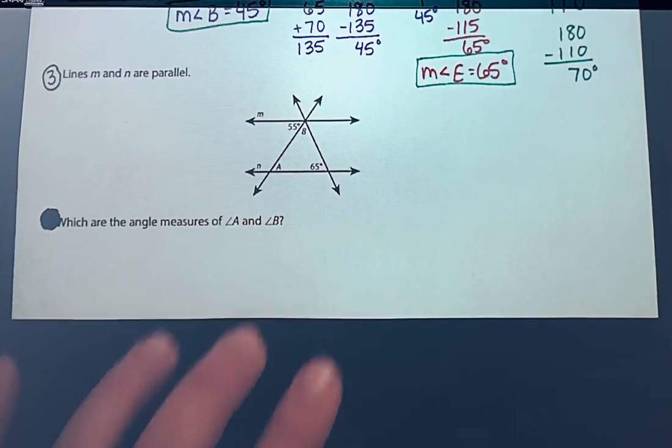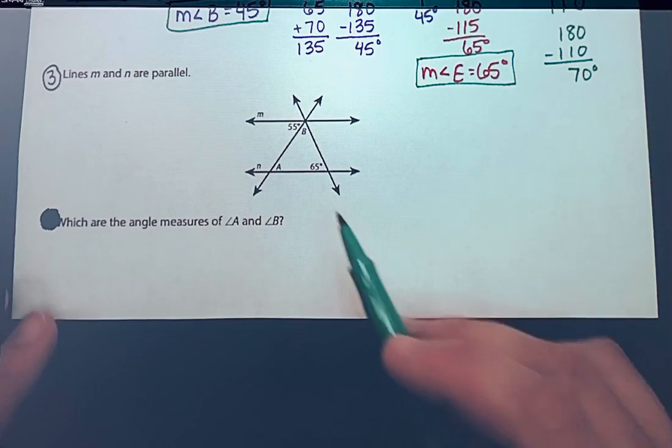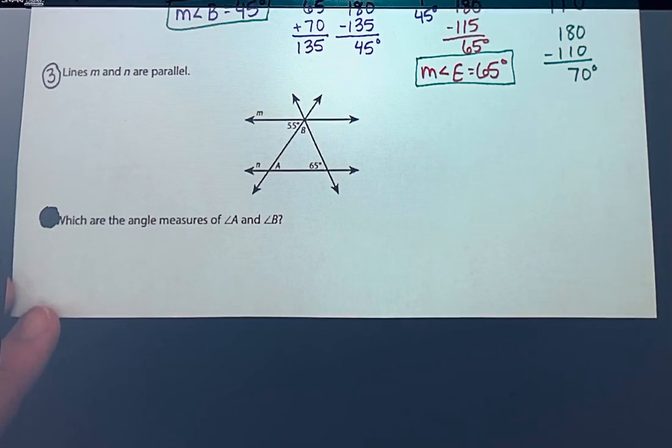Moving to number 3. The hint for number 3 is that these two lines are parallel lines. So I'm looking at those and thinking about the vocabulary from last week: vertical angles, alternate interior, alternate exterior, corresponding, same side interior, same side exterior. All of those vocabulary words come into play here because these two lines are parallel lines. So finding the measure of angle A is actually pretty simple as long as you remember one specific vocabulary word.